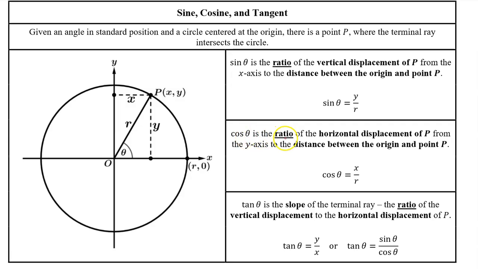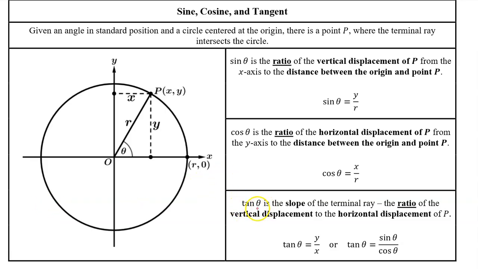The cosine of theta is the ratio of the horizontal displacement of P from the y-axis to the distance from the origin to the point P. In other words, cosine theta is equal to x over r.